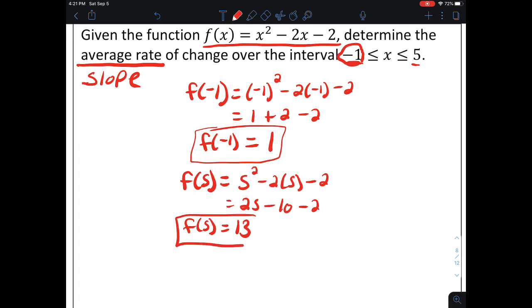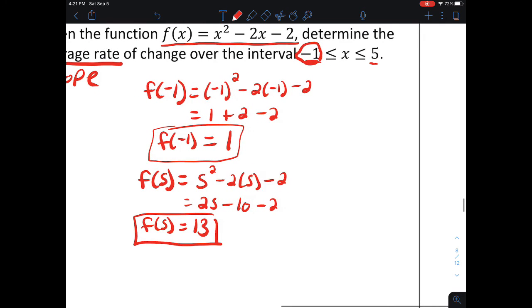So I got the y values. Now, just so we don't further complicate anything, we're going to write these things as coordinates. I got one coordinate that has an x value of -1. I got another coordinate that has an x value of 5. Well, what we just did was we found the y values. So the y value of -1 is +1. The y value of 5 is 13.